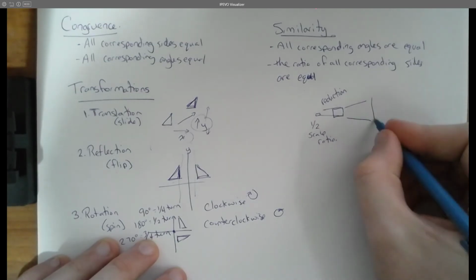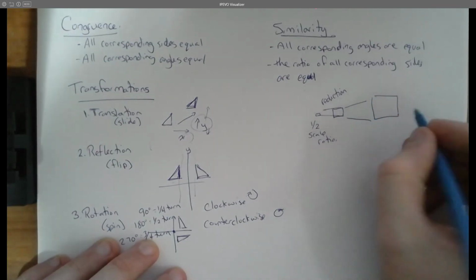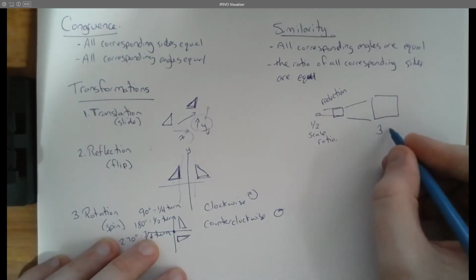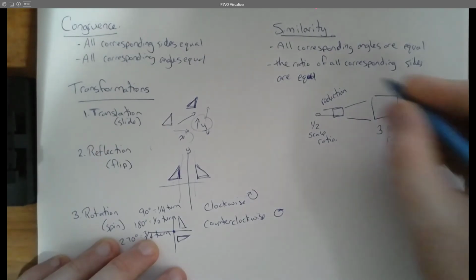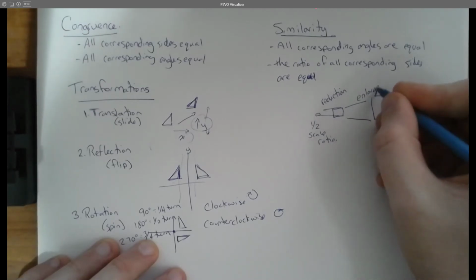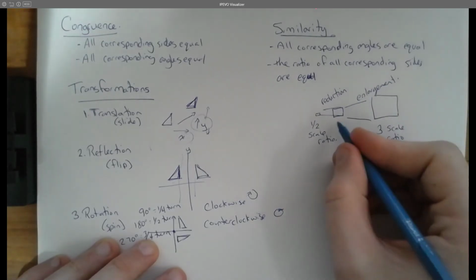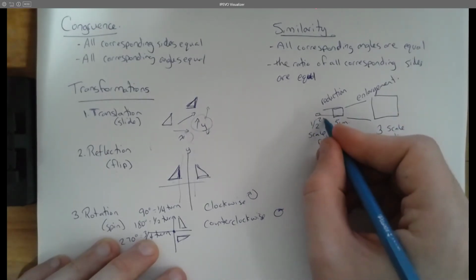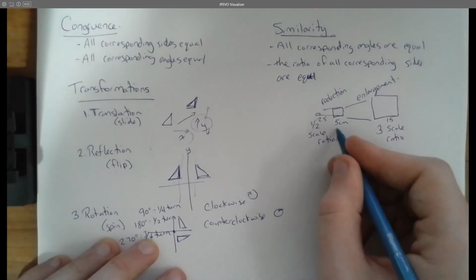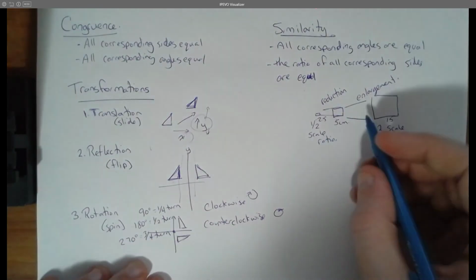Or we could scale it up and it has the same angles, but this is maybe 3 times the size, or has a 3 scale ratio or factor. And this is called an enlargement. In other words, if this is 5 centimeters, this would be 2.5, and this would be 15. 3 times as big, half as big from the original.